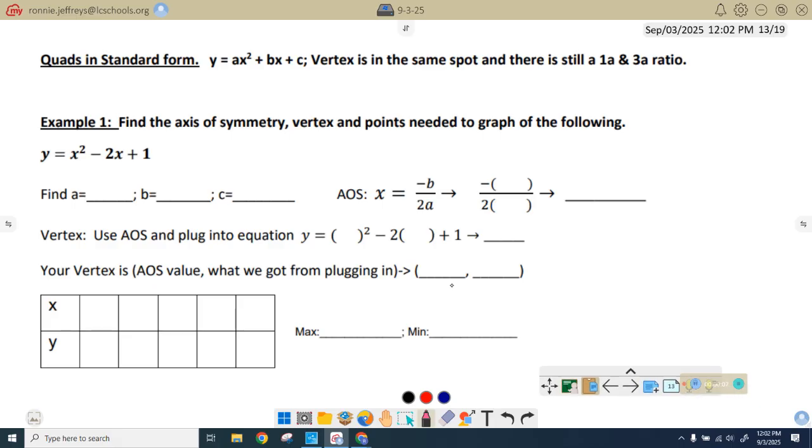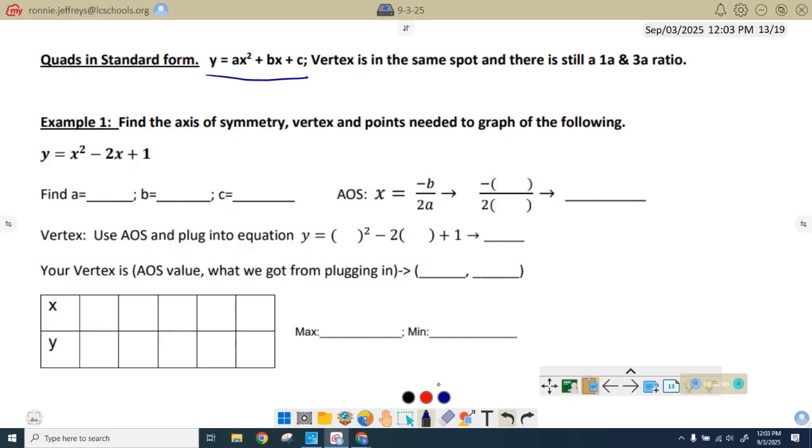Alright, so we had our warm-up. That was quadratics and vertex form. Now we have the traditional form that you've seen them, which is standard form. Unfortunately, we will see this ax squared plus bx plus c a lot in the next coming months, but hopefully it'll be tattooed in your brain. The vertex still goes in the same spot, and there still is a 1a and 3a ratio.